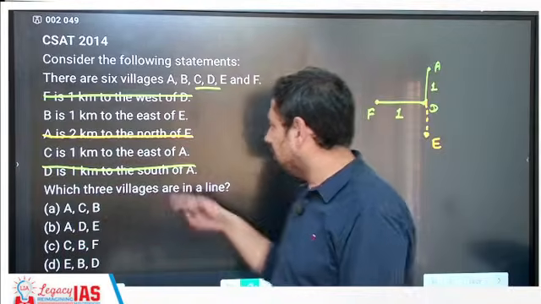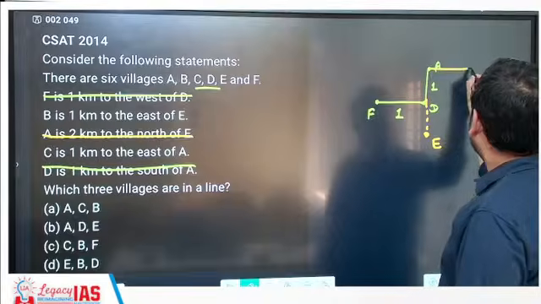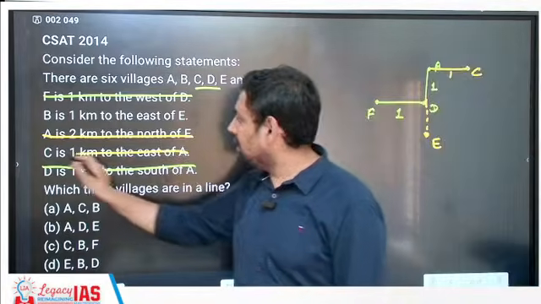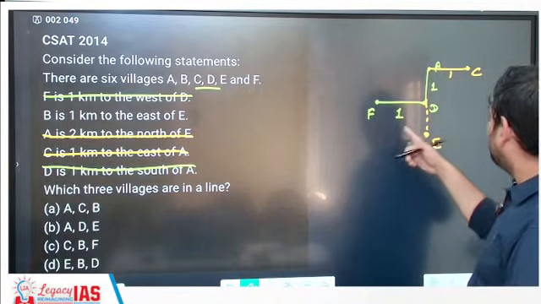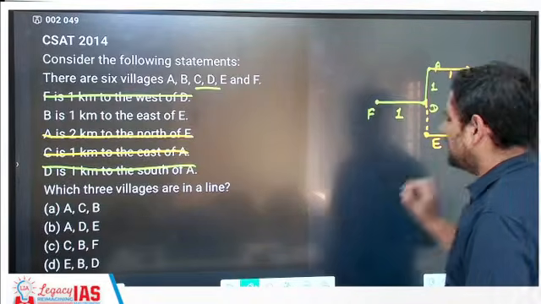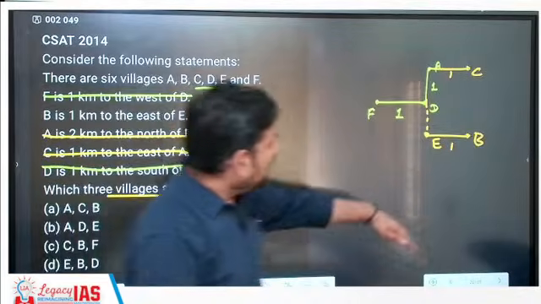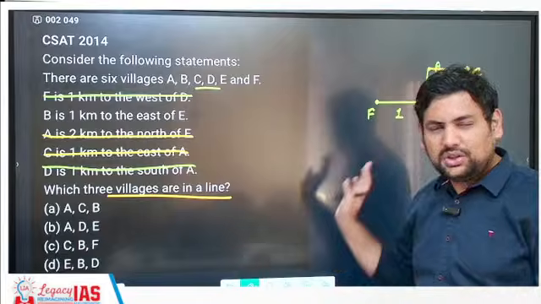Then C is 1 kilometer to the east of A. So from A, east you go. This becomes C, correct? Again 1 kilometer. The last is B is 1 kilometer to the east of E. So here is B. This is again 1 kilometer. It is asking which 3 villages are in a line. So without even drawing the last 2 sentences, you could have done this. But in flow, we usually just draw it.